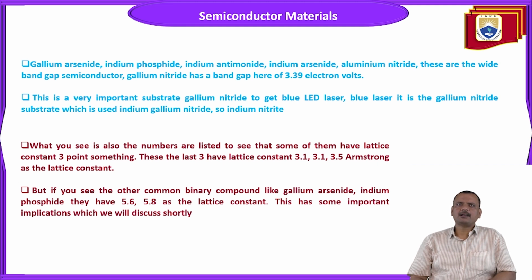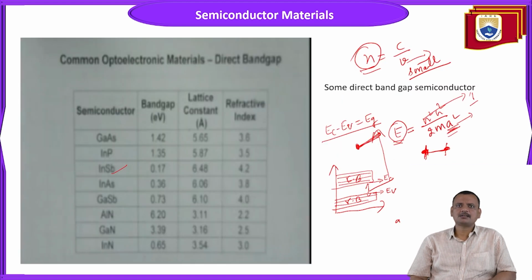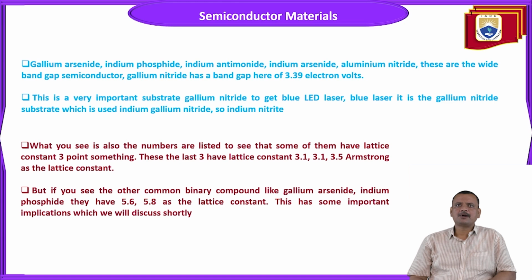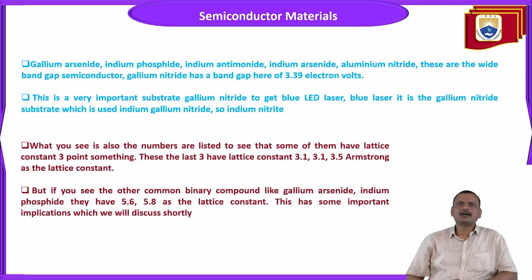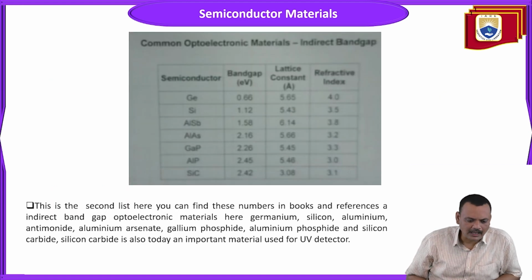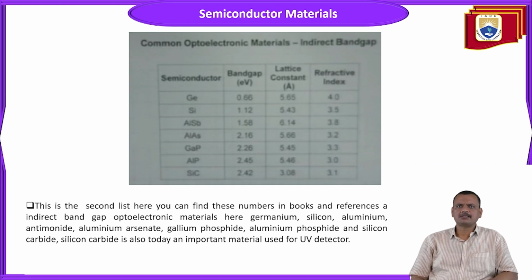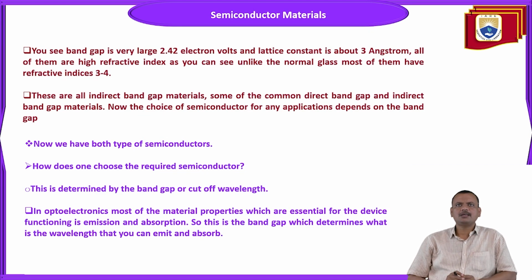These are the wide band gap semiconductors. Okay, wide band gap: gallium arsenide, indium phosphide, indium antimonide. See their band gap. So gallium arsenide, indium phosphide, indium antimonide, indium arsenide, aluminum nitride. These are wide band gap semiconductors. Among them, gallium nitride has a band gap of 3.39 electron volt. Gallium nitride. So no table is available for this. Okay, so I am mentioning some high band gap semiconductors.